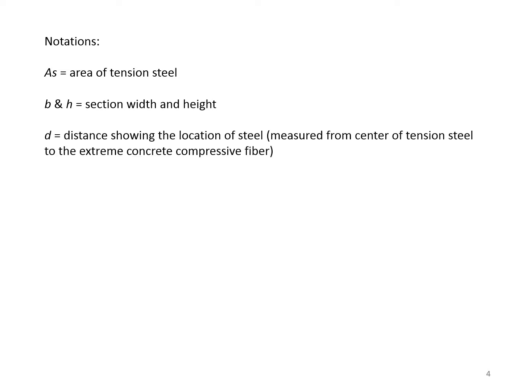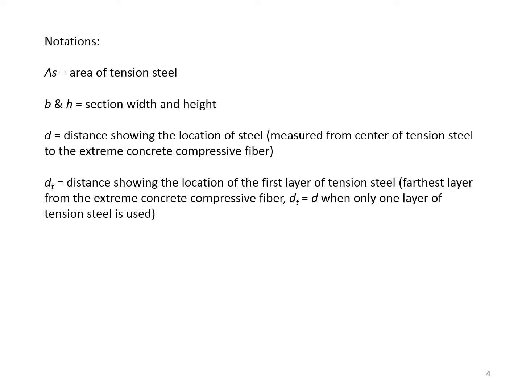Here are the notations. As is the area of tension steel. b and h are the section width and height. d is a distance showing the location of steel measured from center of tension steel to the extreme concrete compressive fiber. dt is a distance showing the location of the first layer of tension steel farthest out from the extreme concrete compressive fiber. dt is equal to d when only one layer of tension steel is used.